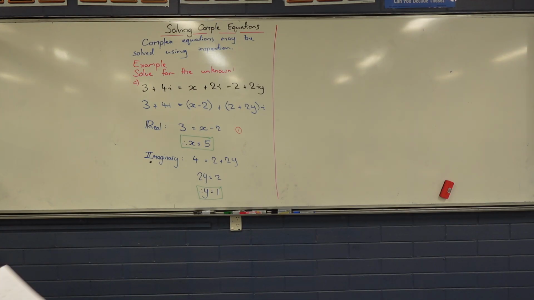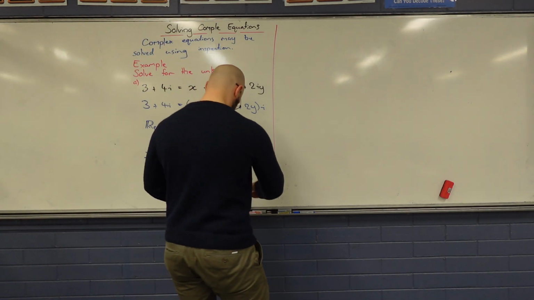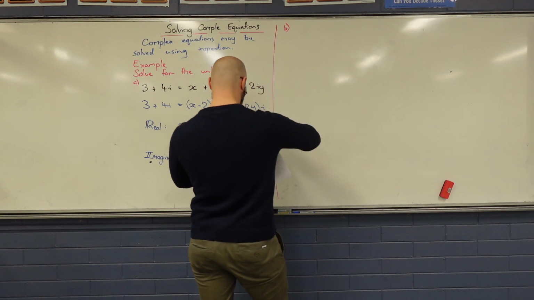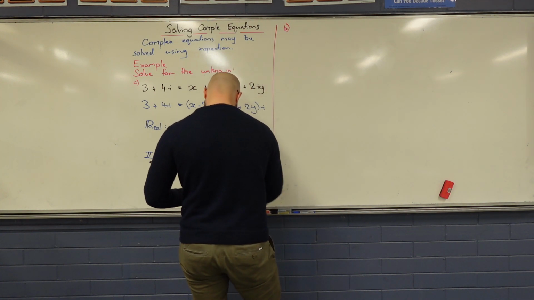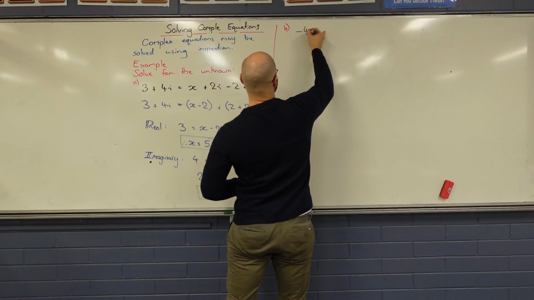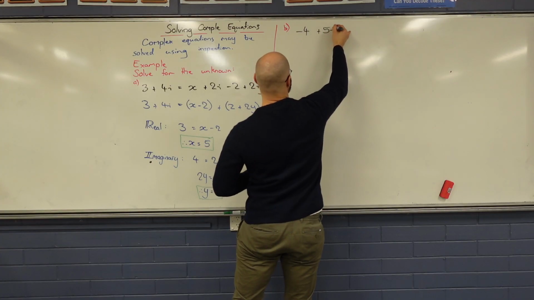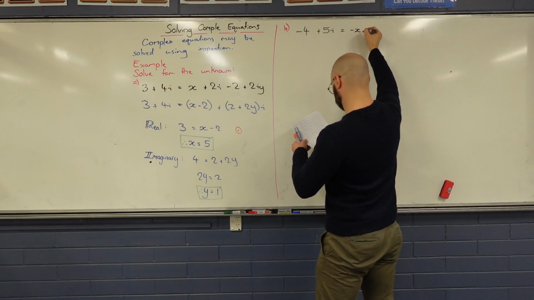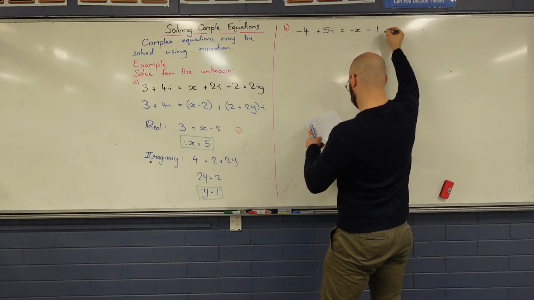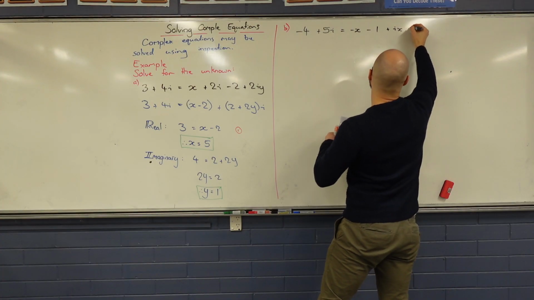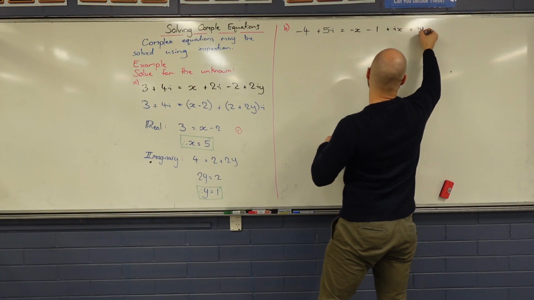Now for the second one, we're going to have minus 4 plus 5i equals negative x minus 1 plus ix plus iy.